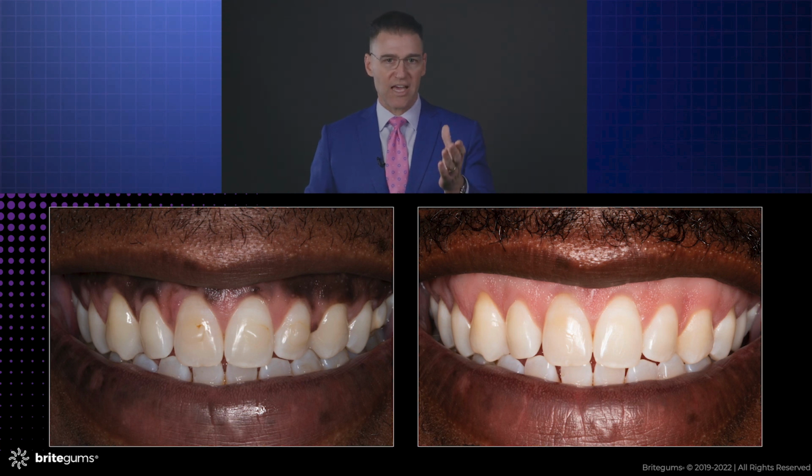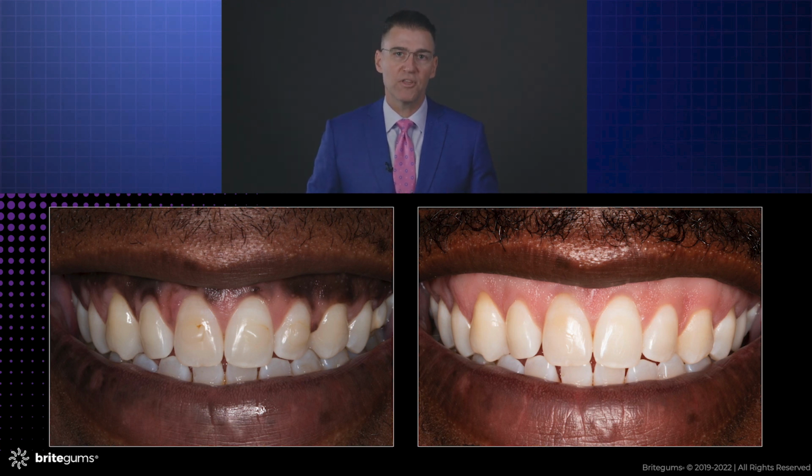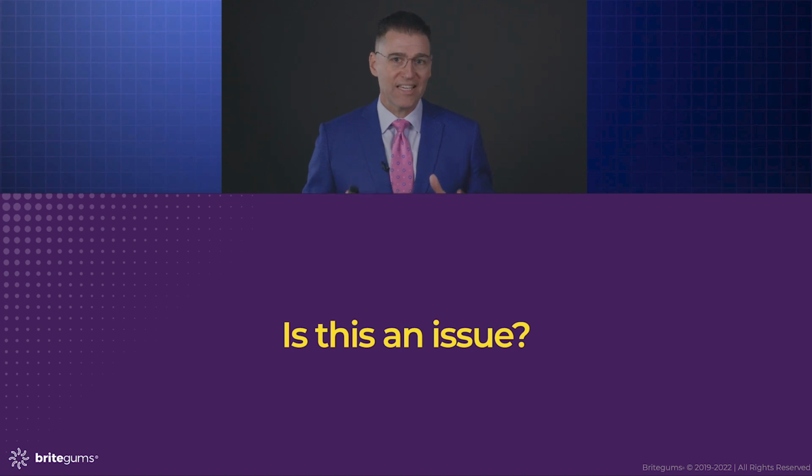So you see on the left, the patient presents with blotchy gums and says that they've been teased since they were 11 years old about the nature of their gums. Now the gums are healthy, there's nothing wrong with them. They were born this way. And then the picture on the right is 5.5 years after the initial treatment with britegums. And we were able to pinken the gums. So you may be wondering, is this an issue?